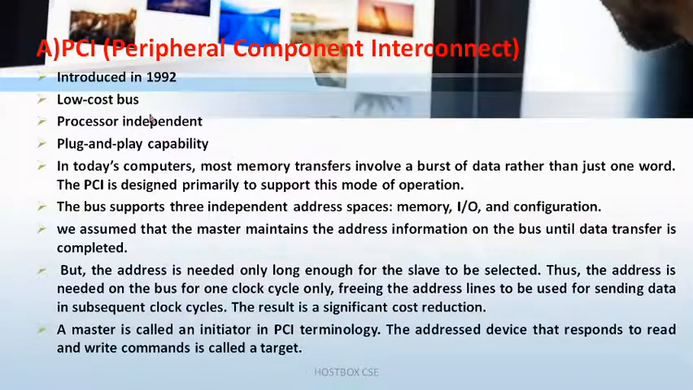Then PCI, what is that? Peripheral Component Interconnect. We are going to see the basics, and also discuss some operations. It was introduced in 1992. Remember, this is always called a synchronous bus architecture. It's a low cost bus introduced in 1992, processor independent, with plug and play capability. In today's computers most memory transfers involve a burst of data transfer rather than just one word. The PCI is designed primarily to support this mode of operation.